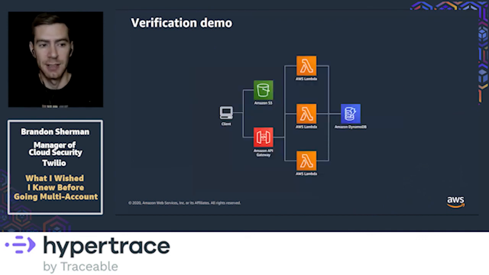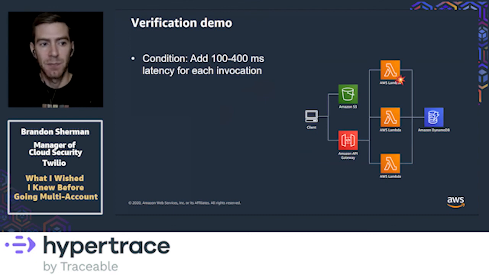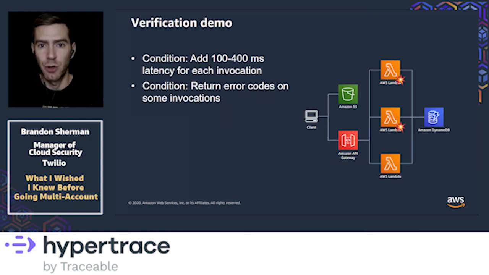The architecture is similar to the ones we've seen before. It's just that we have 3 different Lambda functions, so we can add conditions to each of these Lambda functions to show the difference, for instance. So we have that architecture. Let's then create a verification for that. In this case, let's add 100 to 400 milliseconds latency to each invocation for the first Lambda function. On the second one, let's return an error code instead of returning the normal 200 response.